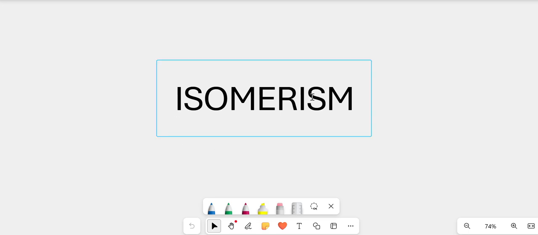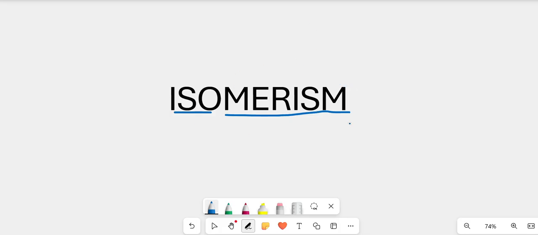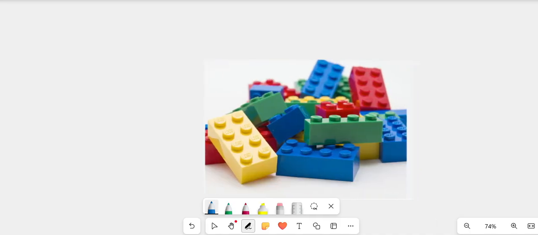Going to talk about isomerism. So let's say you have iso and merism. We have two words over here. Iso means same, merism means parts. So let's understand this concept with the help of an example, an analogy.